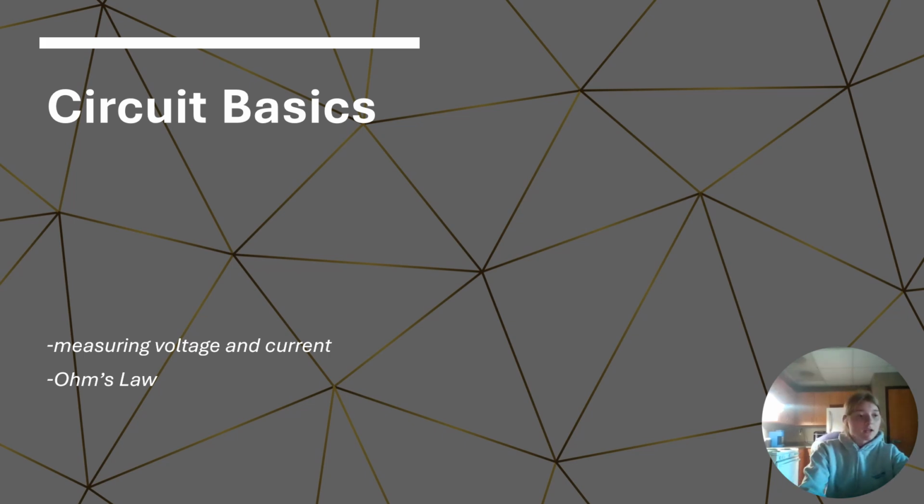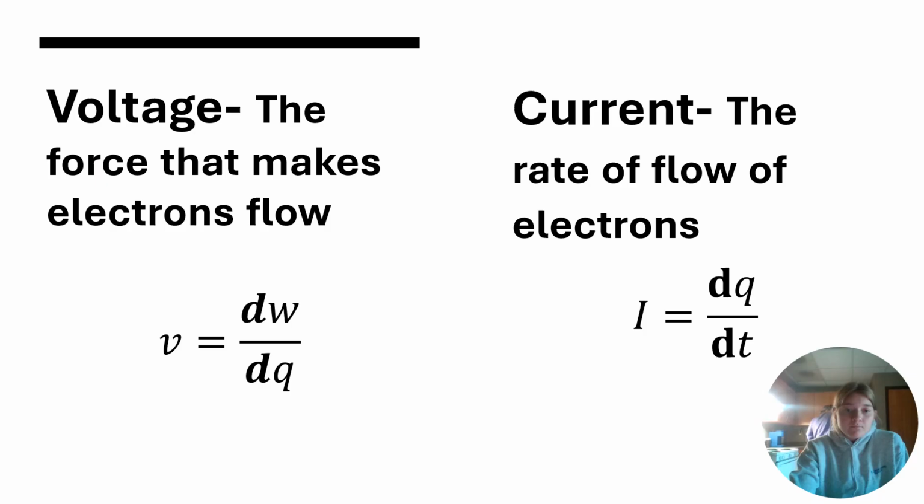Today we're going to be talking about some circuit basics. So we're going to go over what current and voltage are, how they're measured, and how to use a multimeter, and the application of Ohm's law. So first we have to know what voltage and current are.